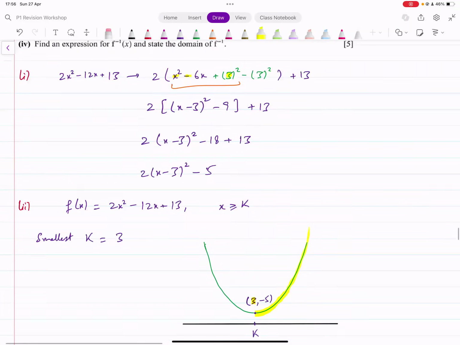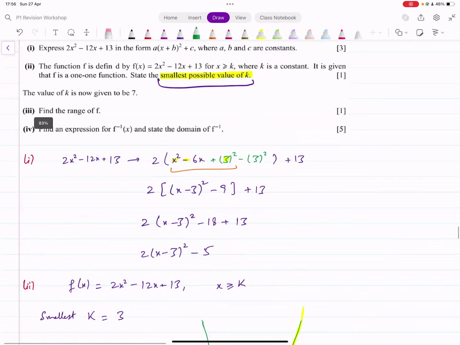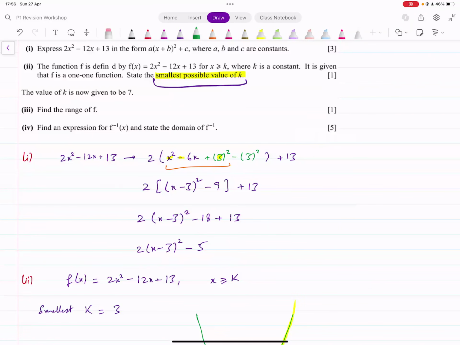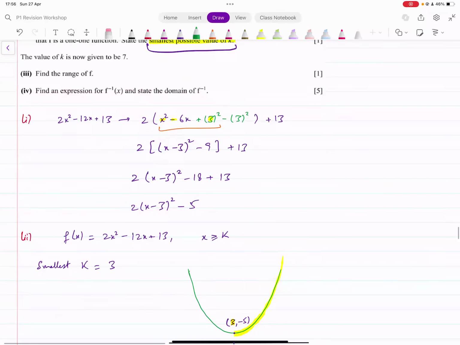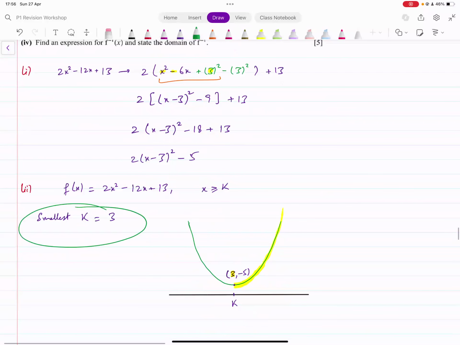So in any question like this, where they ask you for the maximum or smallest value of a constant such that the function remains one-to-one, what you do is you think of the turning point. The turning point is going to be that maximum or minimum value, the x coordinate of the turning point. That will be the value that you write there. It's k equal to 3 in this case.